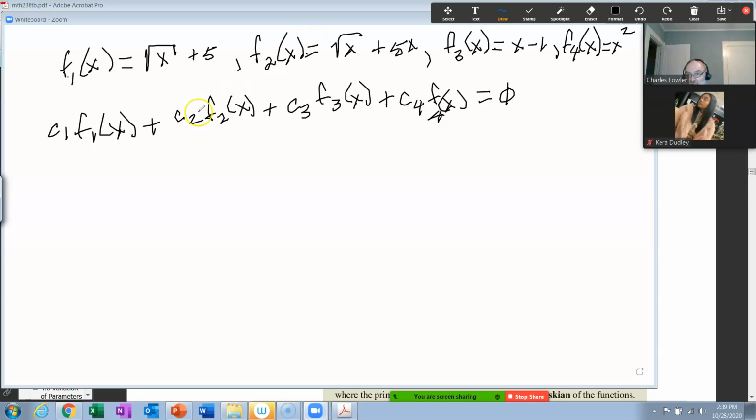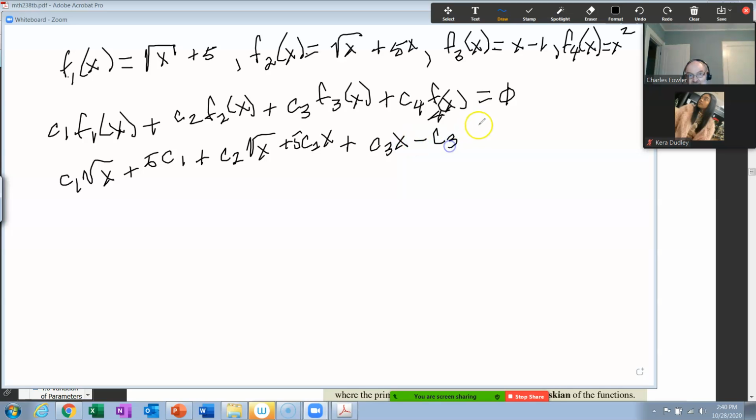Now let's plug and chug. f1 is this plus this, so what we have here is C1 times the square root of x plus 5C1. That's C1 times this plus C1 times that, plus C2 times the square root of x plus 5C2 times x, plus C3x minus C3 plus C4 times x squared. Now, we've got to see if we can come up with a set of c's, not all equal to 0, that makes that true.